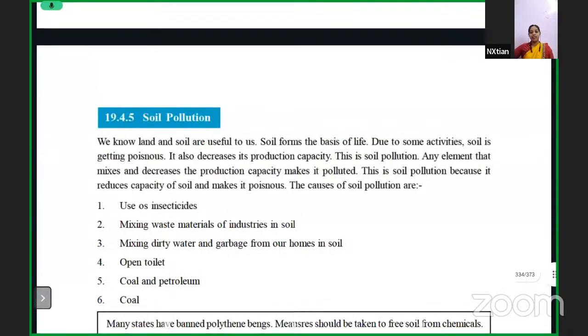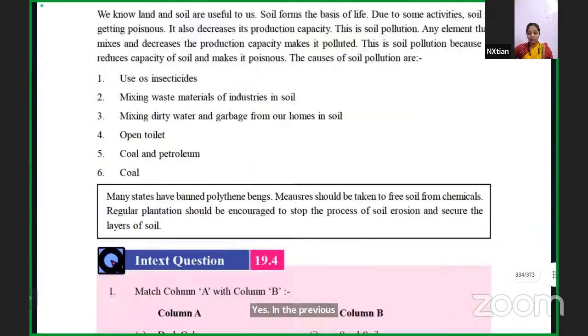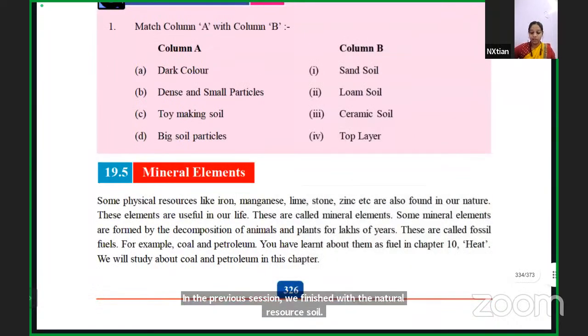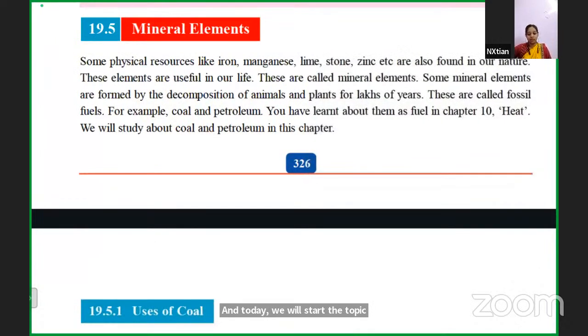Yes. In the previous session, we finished with the natural resource soil, and today we'll start the topic mineral elements. Now, we have some physical resources such as iron, manganese, lime, limestone, zinc, etc., that are also found in nature. We know that all of these physical resources are obtained from nature. Now, these elements are useful in our life. These are called mineral elements.